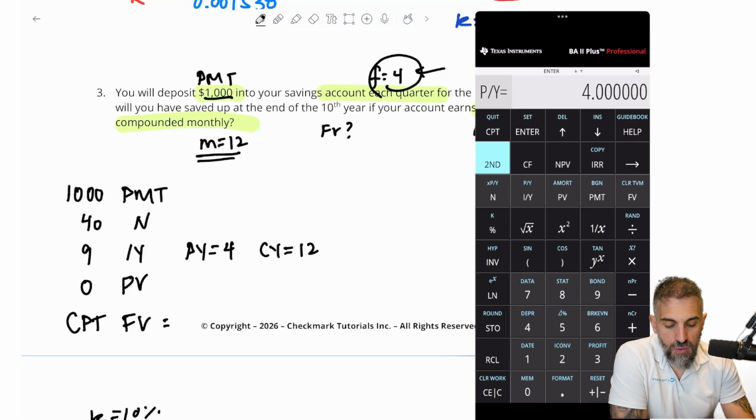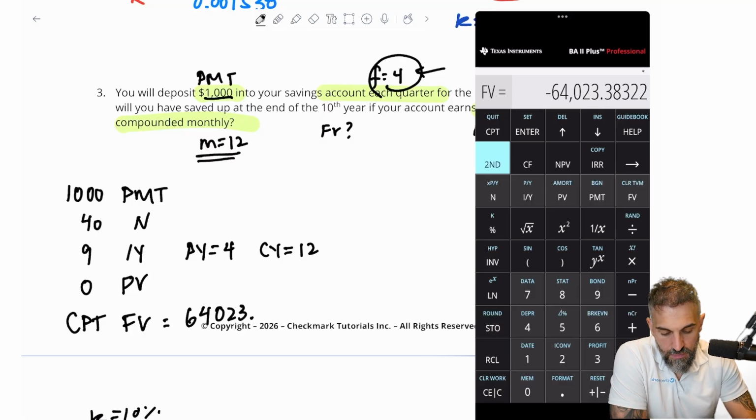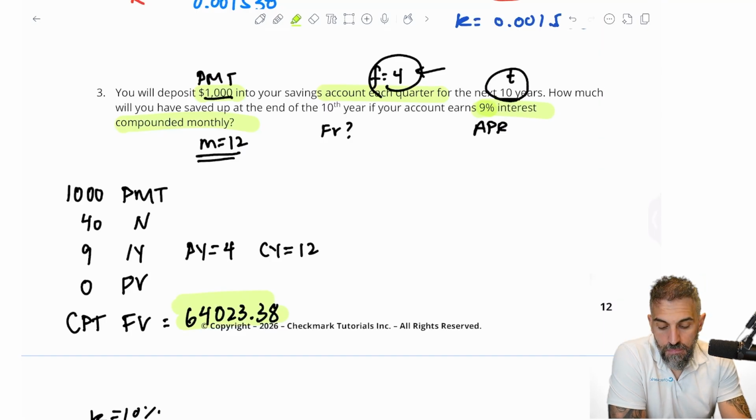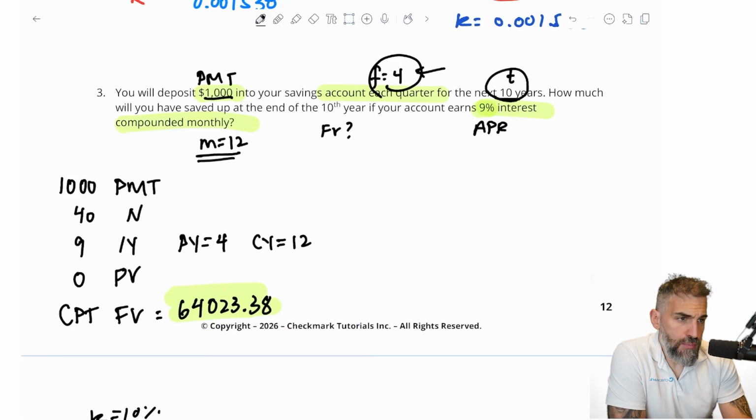4, enter is your P/Y, down, 12, enter. And then you just check that they're both correct. Good. Clear to get out of there. 0 PV, compute FV. $64,023 and 38 cents. That is how much you'll have in 10 years. Okay, great. I think there are a couple more for us to do here.